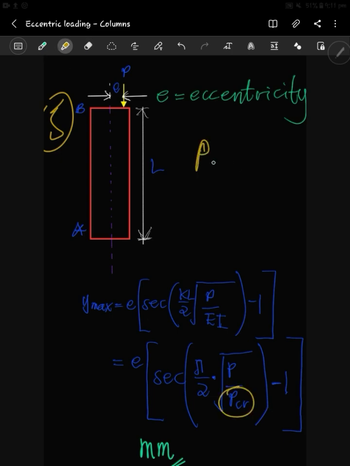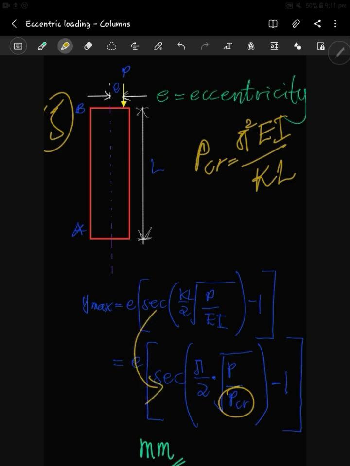So the critical load is basically pi squared EI, all over the effective length, which we know to be K and then L. So let's take this L_E away, and then you have this KL here. If you go through it and put everything there, you actually end up turning this equation into this one when you put the critical load into it.